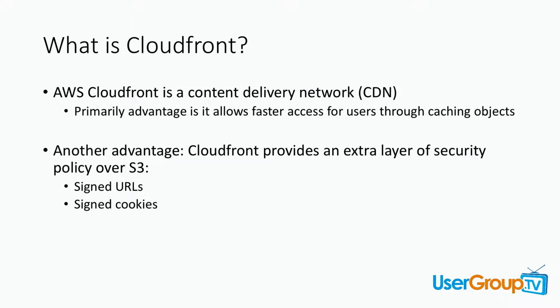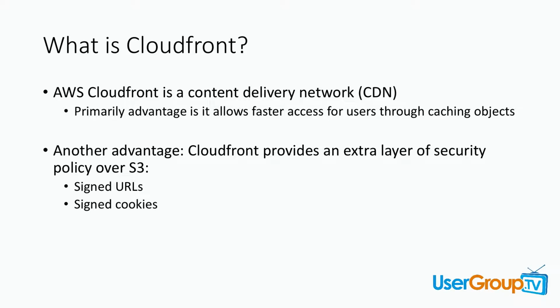Let's get into what CloudFront is. CloudFront is the content delivery network service from Amazon. Its primary advantage is it allows faster access. This is a standard way to speed up access for users across the globe, and it does it through caching. There's another advantage that comes through using CloudFront, and that is it gives you an extra layer of security policy, which basically provides two features: signed URLs and signed cookies as well.